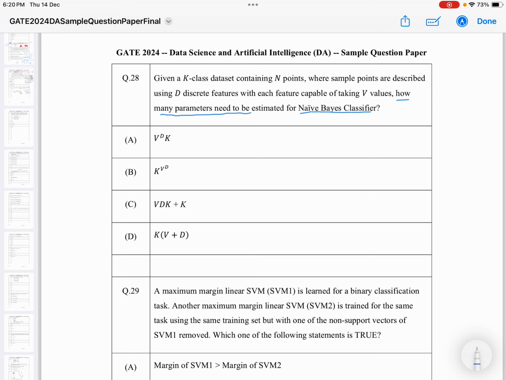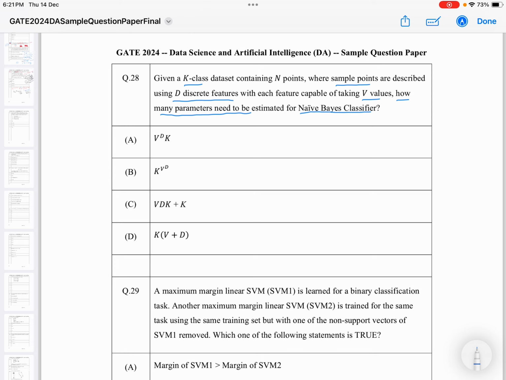So let me read out the question. Given a k class dataset containing n points, where sample points are described using d discrete features, with each feature capable of taking v values, how many parameters need to be estimated for the naive Bayes classification?